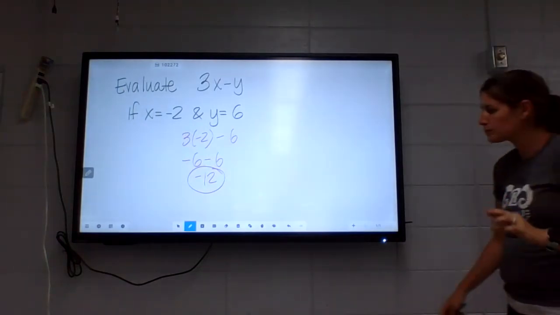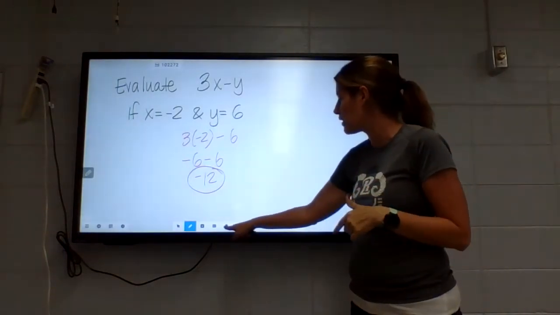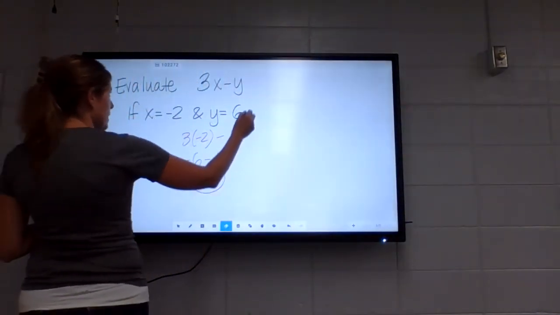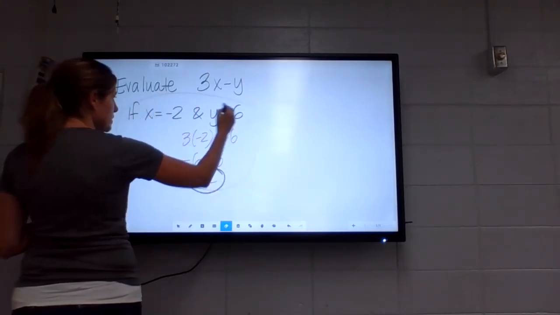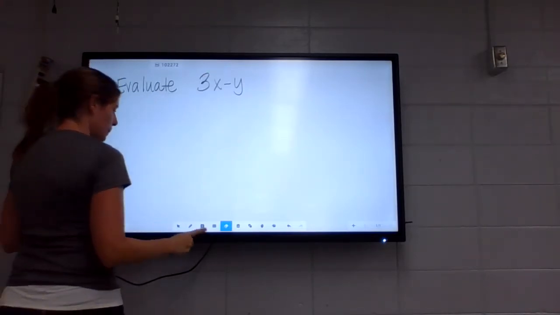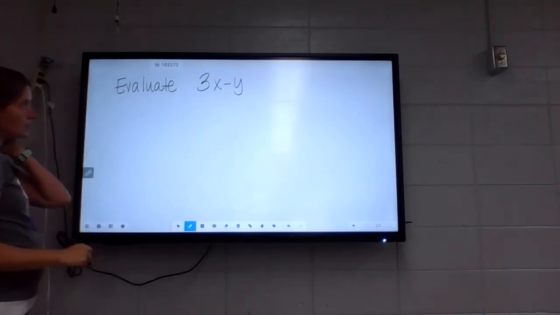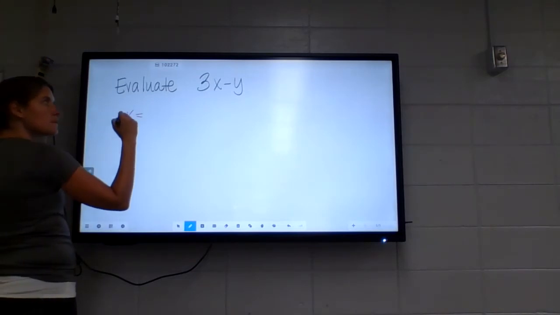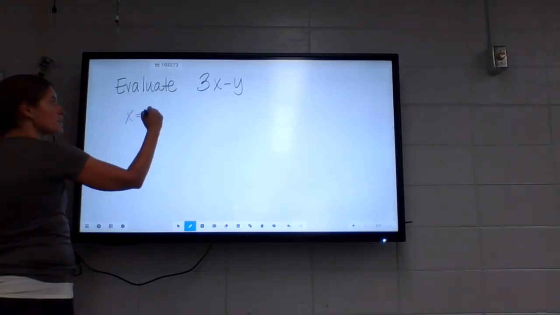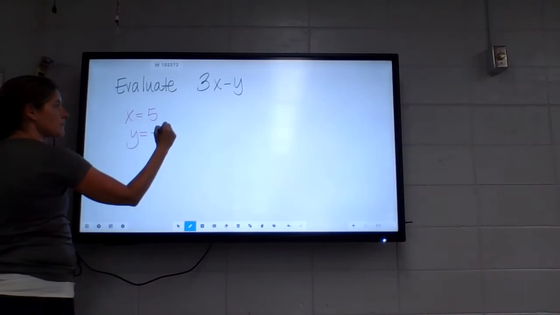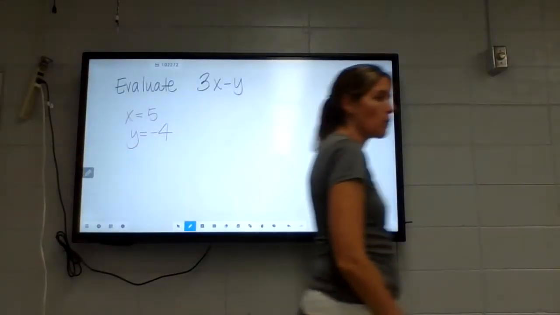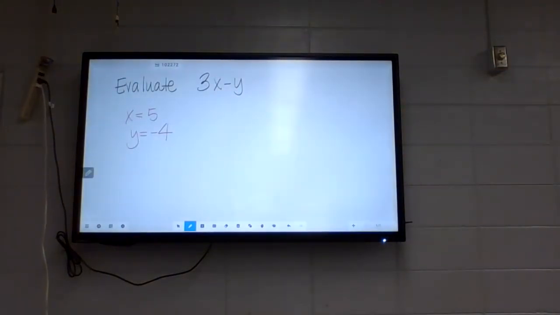Okay? Let's try another one with the evaluate. I might just change up the ifs then. Alright, so let's evaluate this time if x is 5 and y is -4. So same expression. Let's evaluate those values instead.